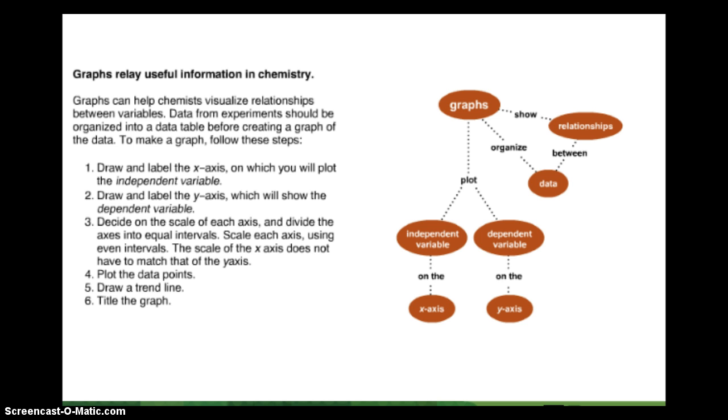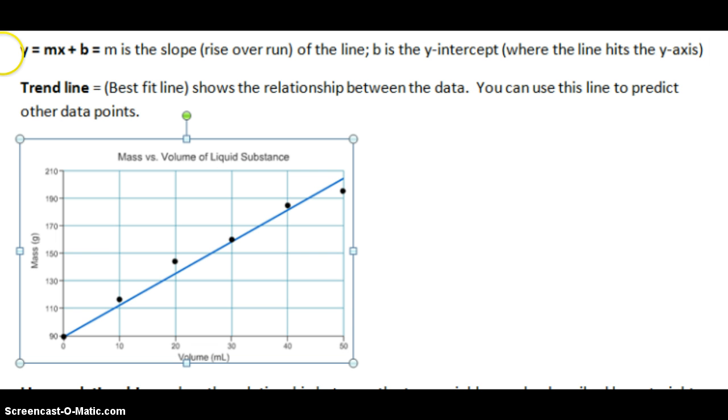Okay, we got to add some stuff to our notes now. I added to our notes y equals mx plus b. M is the slope of the line. Remember, slope is rise over run. B is the y-intercept, where the line hits the y-axis. So in this case, what would our B be? It would be 90, because 90 is where the line hits the y-axis.